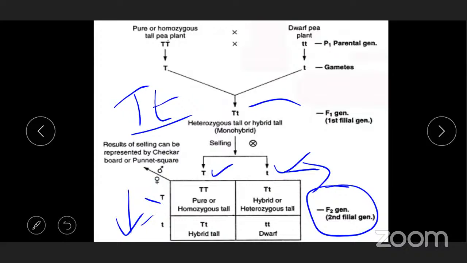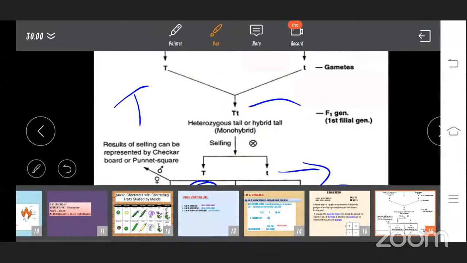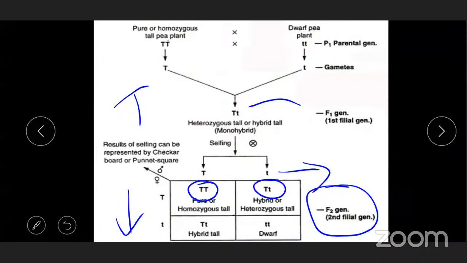So if we fill the boxes: capital T, capital T; capital T, small t; capital T, small t; small t, small t.